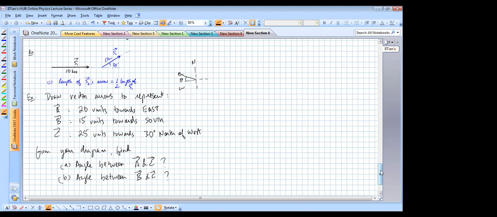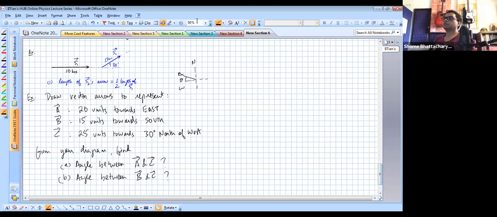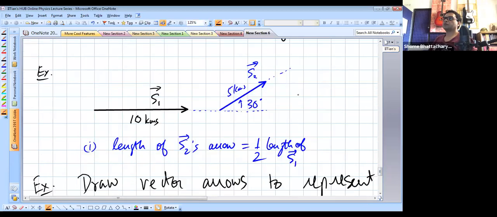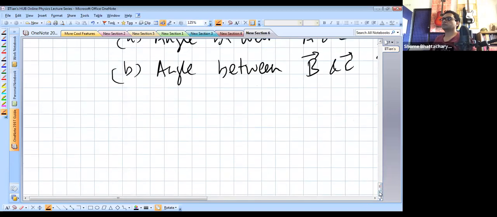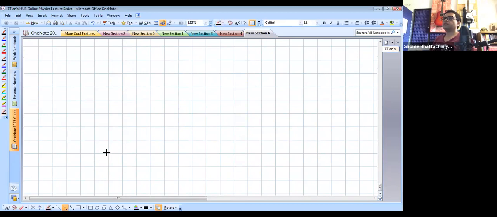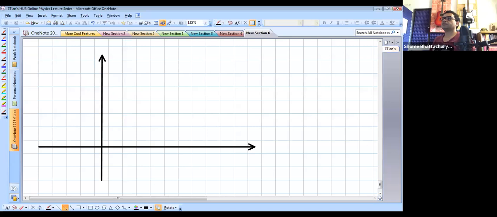Okay, so let me work out the first part for you. Let's draw the vectors actually. Okay. So now, first of all, let me draw what is called a reference frame, okay, so that we have some idea about the general directions. So this is, suppose, my general reference frame. So this represents the north direction, let's say. This represents the east and south and west. Okay. So according to this now, how should I draw a vector E? It should be pointing towards east and it should be 20 units.